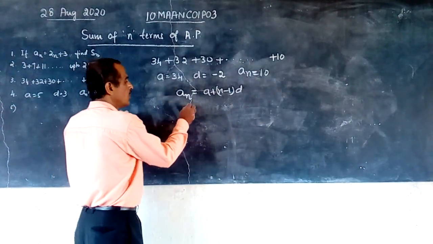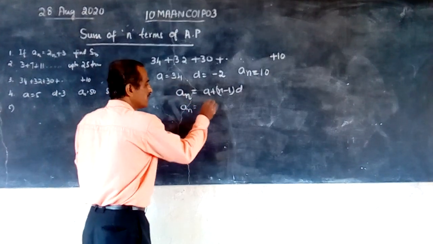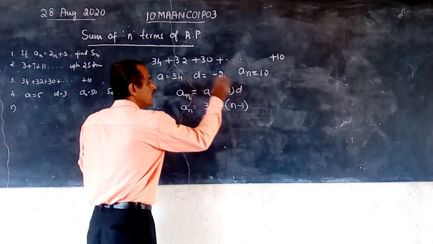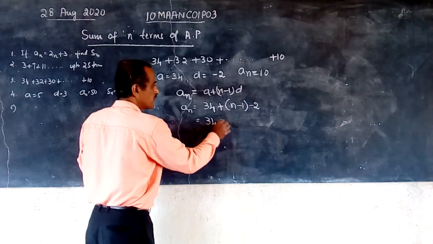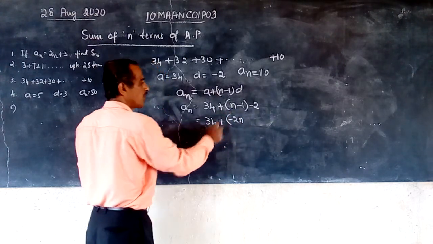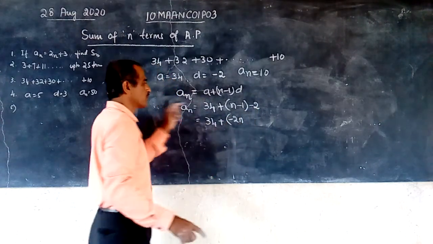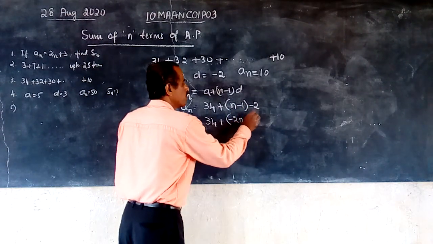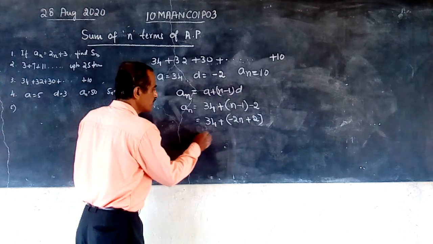N is required. So an is equal to, a is given as 34, plus n minus 1 into d, which you have calculated as minus 2. So 34 plus n minus 1 into minus 2. How to solve this? N minus 1 into minus 2 means you have to multiply by minus 2 to both the terms. So n into minus 2 is minus 2n. Minus 1 into minus 2 is plus 2.